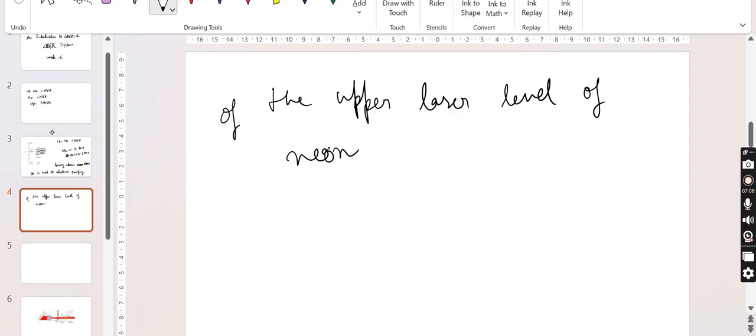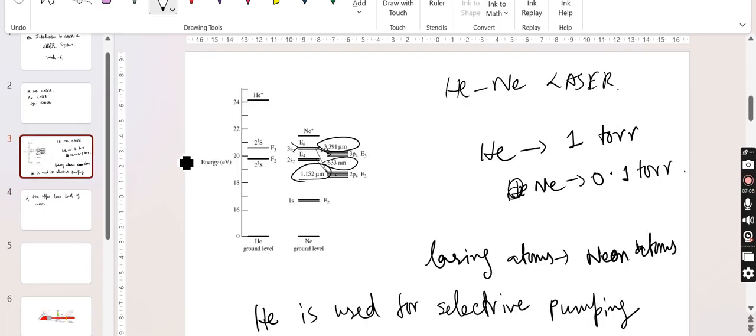When an electrical discharge is passed through the gas, the electrons which are accelerated down the tube collide with helium and neon atoms and excite them to high energy levels. Basically, the helium atoms are excited, then they transfer their energy. Helium atoms tend to accumulate at levels F2 and F3. This is the F2 and F3 here marked. They are basically 2,3s and 2,1s.